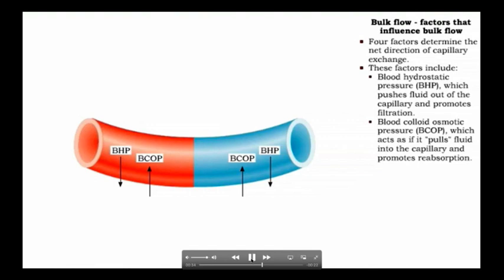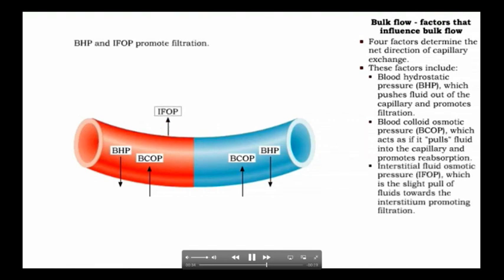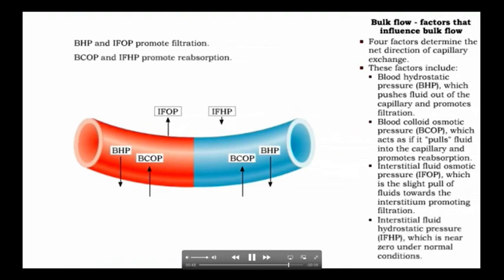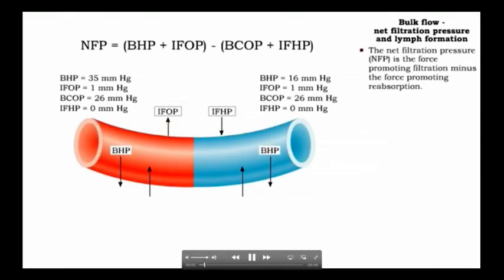Blood hydrostatic pressure combines with interstitial fluid osmotic pressure, the slight pull of fluids towards the interstitium, to promote filtration. In opposition, blood colloid osmotic pressure and interstitial fluid hydrostatic pressure, which is near zero under normal conditions, promote reabsorption. The balance of the filtration and reabsorption forces, called net filtration pressure, determines whether blood volume remains steady or changes.